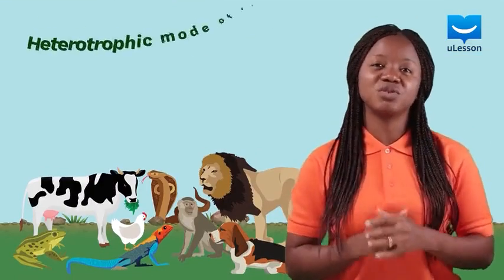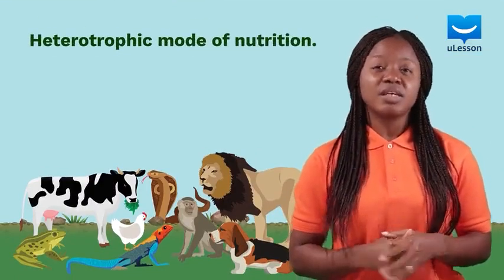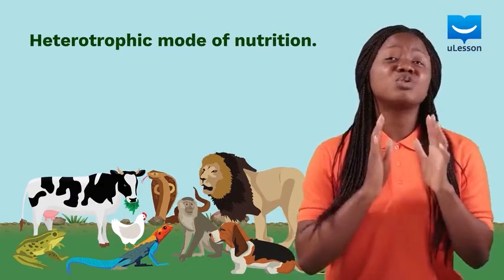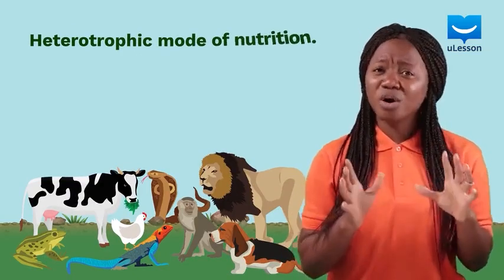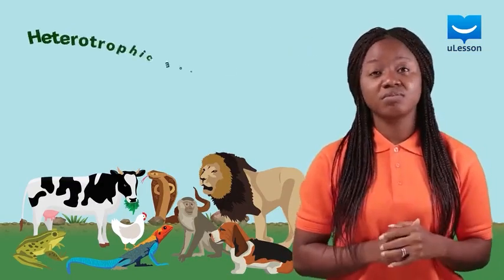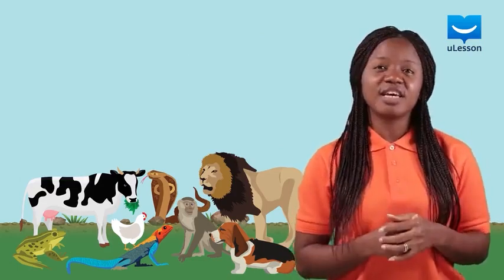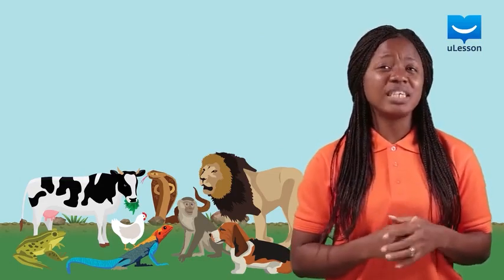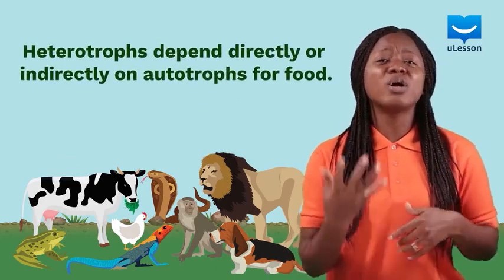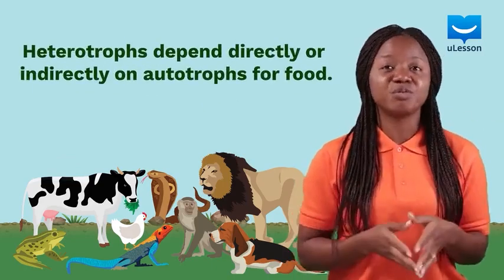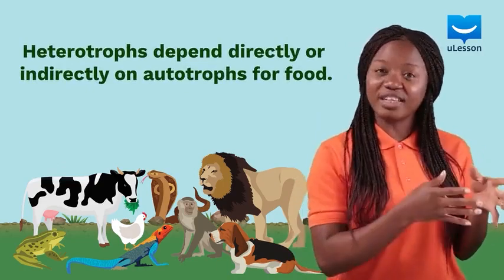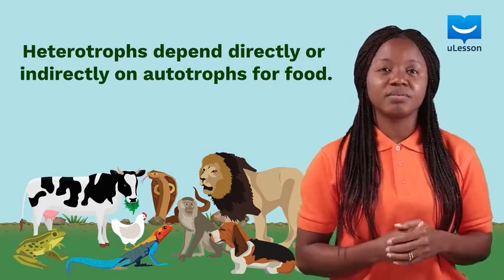The second mode of nutrition is heterotrophic nutrition. This mode of nutrition is practiced by all animals, some non-green plants, and other organisms that are not autotrophs. From our previous lessons, I believe you know what heterotrophic mode of nutrition is. It is the process whereby organisms that cannot manufacture their own food depend on autotrophic organisms either directly or indirectly.